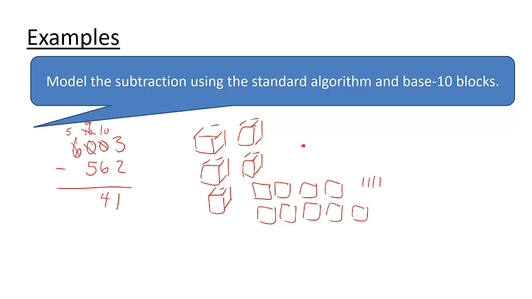Next, let's look at the hundreds column. I have 9 hundreds in my model, and I need to take away 5 of them. That's going to leave me with 4 remaining hundreds. And since I'm not taking away any thousands, I'm going to have 5 thousands left over. So we have a final difference of 5,441.